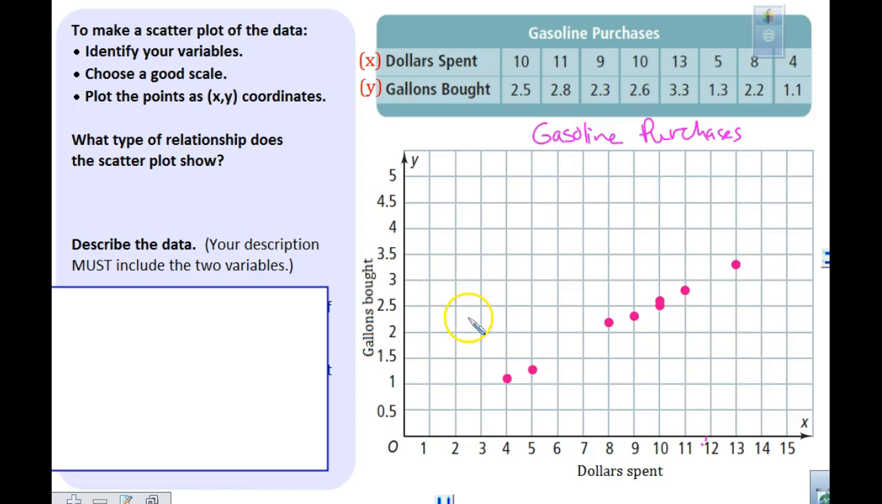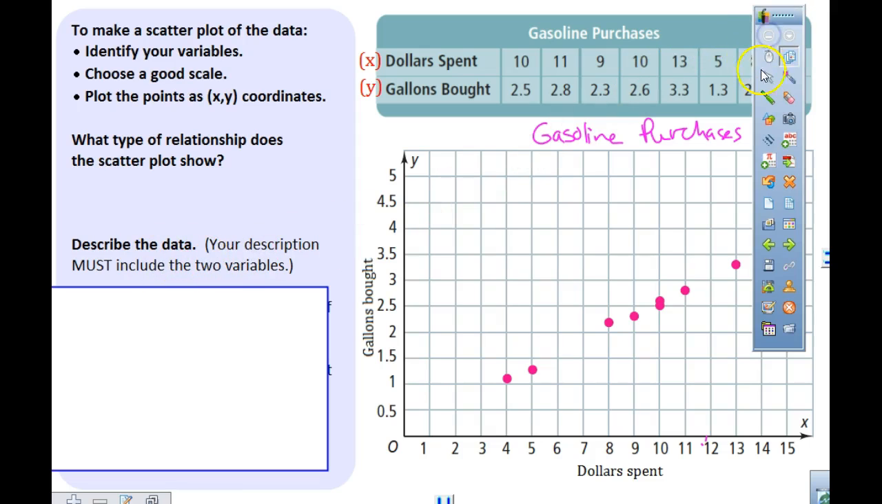So now it says describe the data. Your description must include the 2 variables. On the project, the one thing I found on some of the people that turned in their project with the light bulbs, when it said you must include 2 or more details or statistics, and you just told me one thing, I said, oh, standard deviation. That's up to me. You didn't tell me 2 of the things. So when we are looking at describing that, as the dollars spent, what happens? How much gas we get?